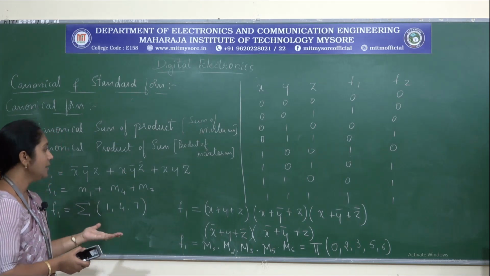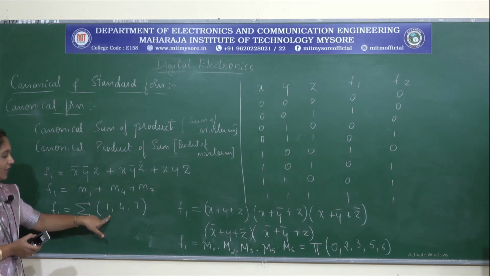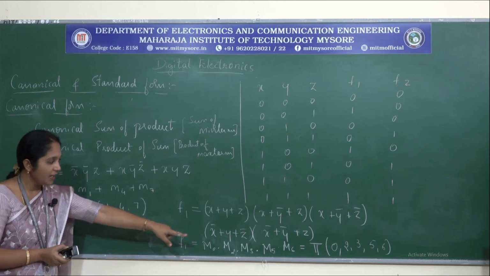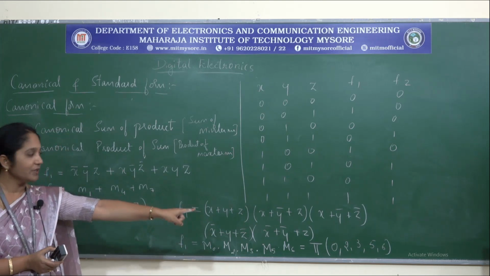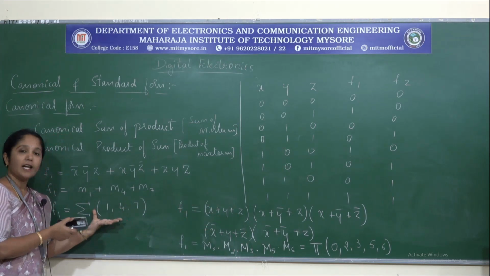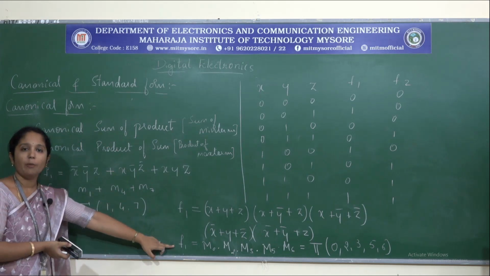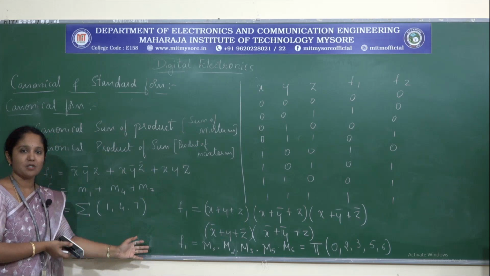One more point you need to observe is, here we have cell numbers 1, 4 and 7. There we have 0, 2, 3, 5 and 6. So if you observe, this canonical SOP is the complement of canonical POS and vice versa.